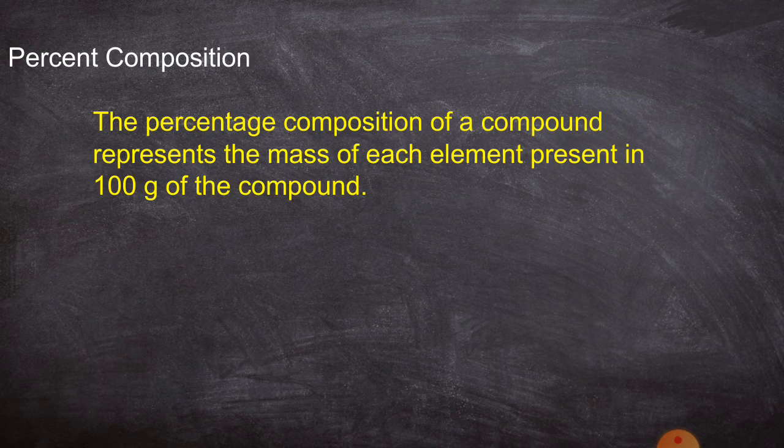Next, how will you find the percentage composition? The percentage composition of a compound represents the mass of each element present in 100 gram of the compound. Whatever the substance may be, sodium chloride, potassium chloride, glucose or sucrose, if you take 100 gram of it and measure each element, that is said to be percentage composition.